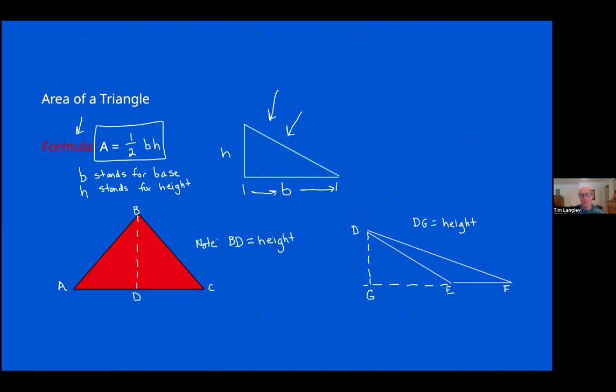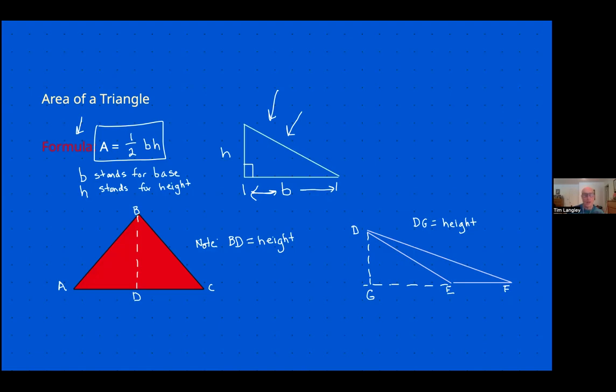In this particular case, if I had a 90-degree triangle like this, then it's pretty easy to figure out the height because it's just given here. So I would plug in my formula: 1/2 times the b times the h gives me my answer for the area of my triangle.